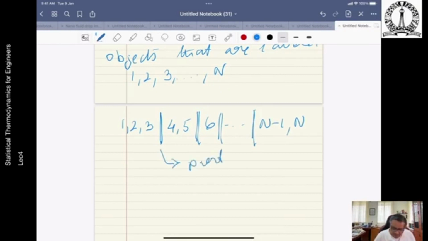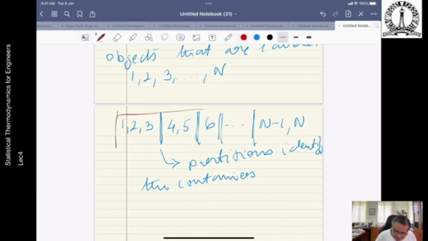Okay, so these partitions basically identify the containers. So this is one example. I mean, this is just to put in perspective how such an arrangement can be made. So you can see 1, 2, 3 are in partition 1, the first container, and then 4, 5 in the second container. So this is the first container, second container, third container, all the way up to whatever number of containers there are, like n containers.